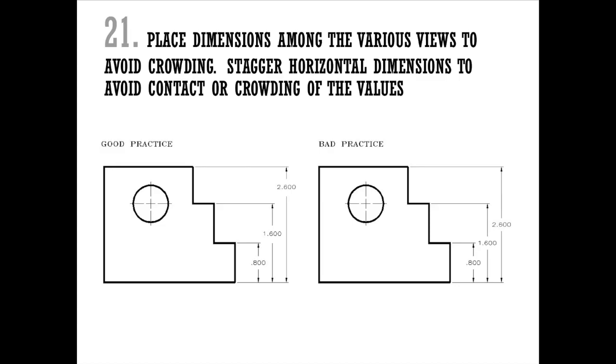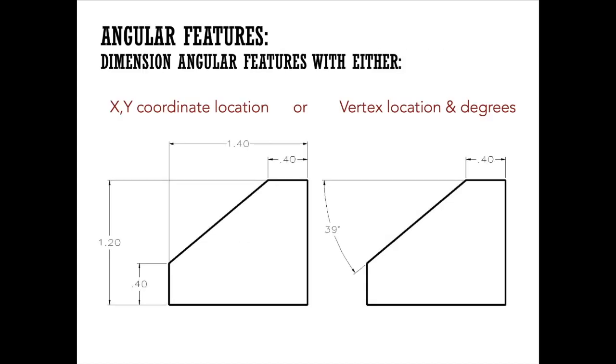Now here are a couple other notes. Angular features: dimension angular features with these two methods. You can either use an XY coordinate location, where you're basically plotting the endpoints of each of your angles and referencing their height and location, or width and location. Or you could use a vertex location and degrees. So you're referencing where this point is, left to right, or right to left, and then you're giving the angle of that feature, so 39 degrees, versus the location of both points of that angle.